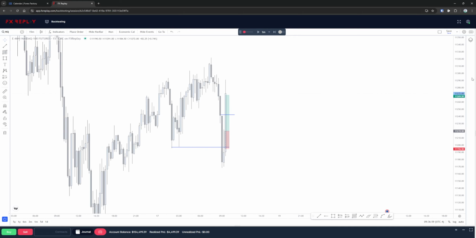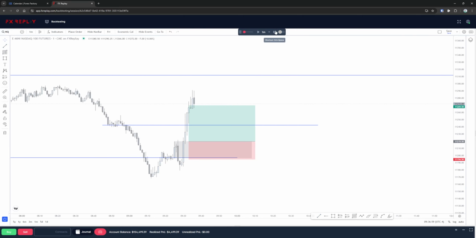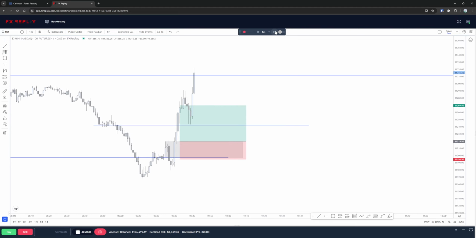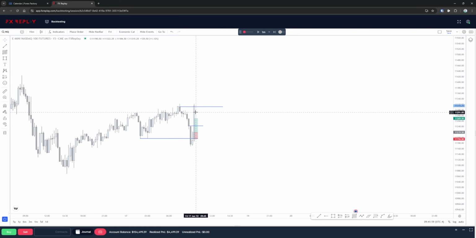I'm just watching what price is doing here. If we're going to get a 15-minute CSD, I really want to see a close above here. And that's asking for quite a lot. So we're now up here. This is really strong bullish momentum. This is very strong.